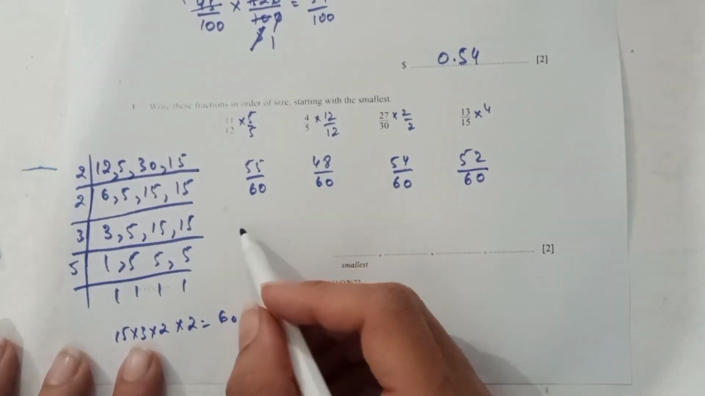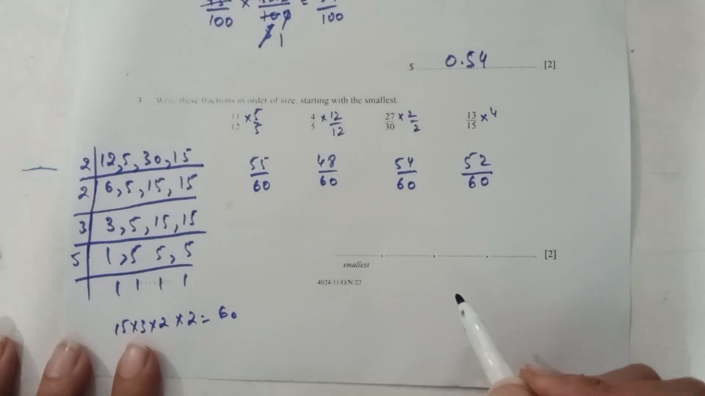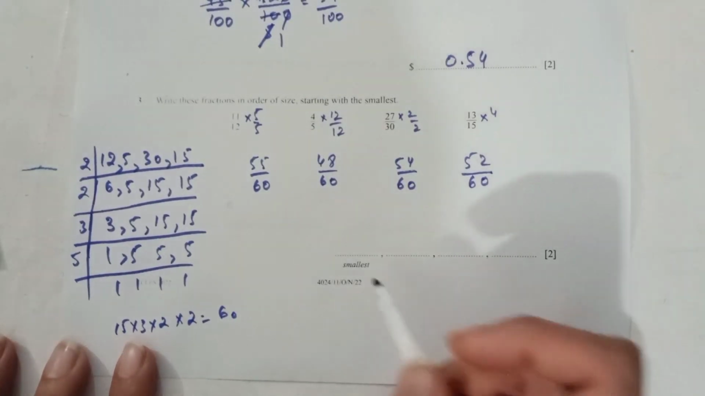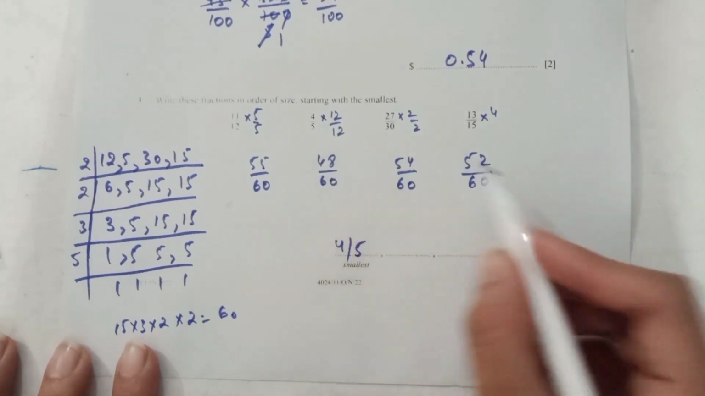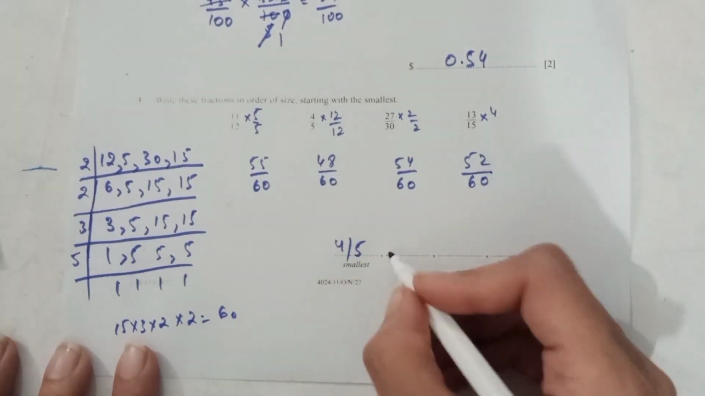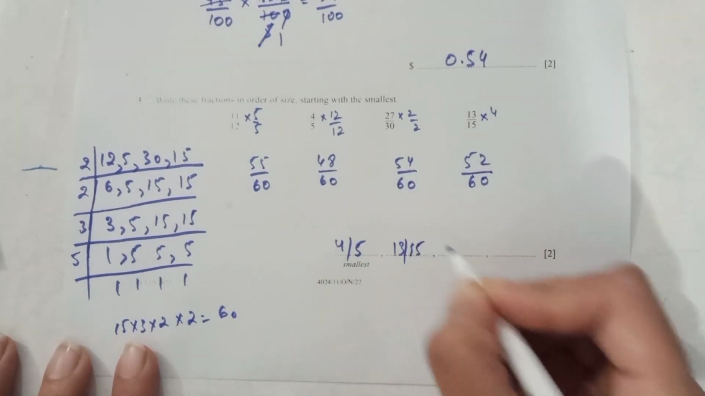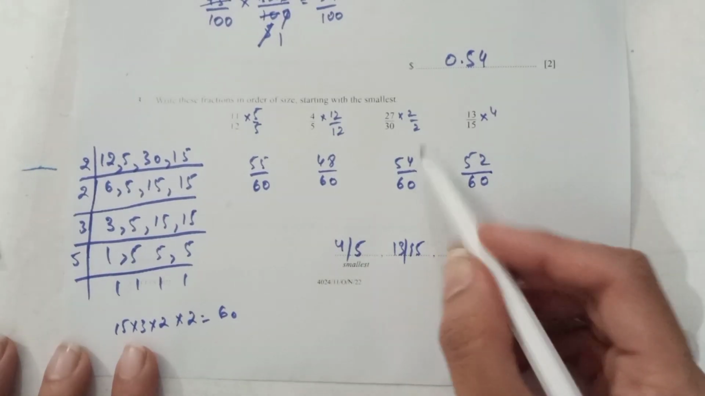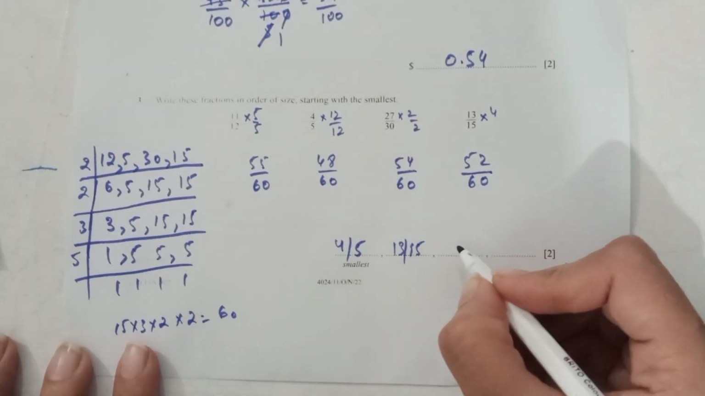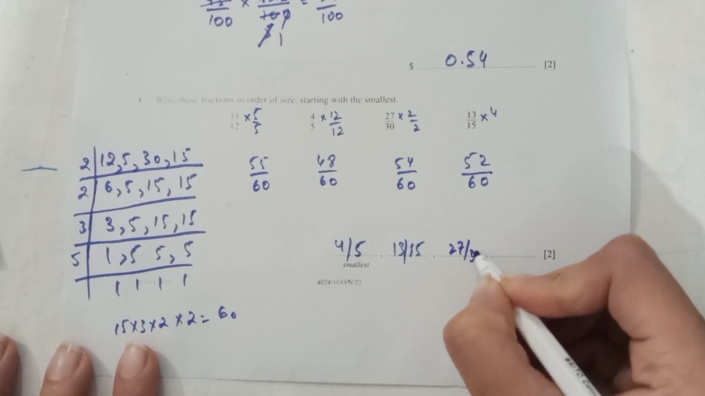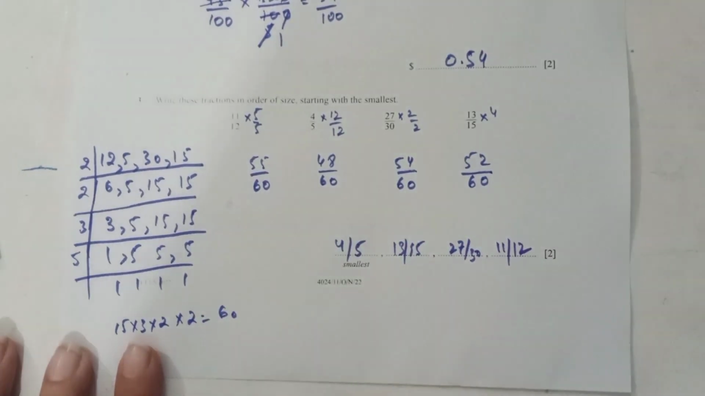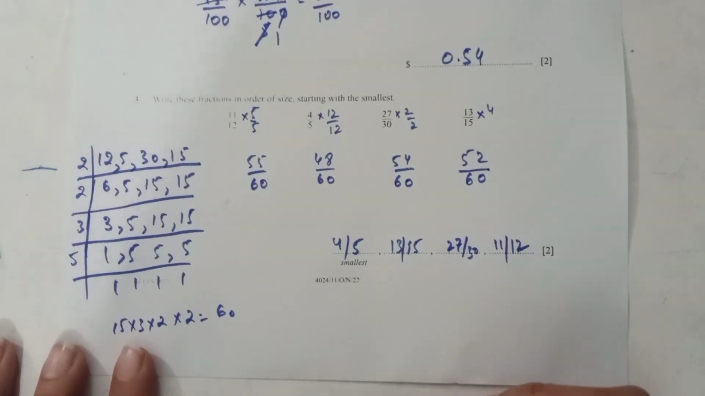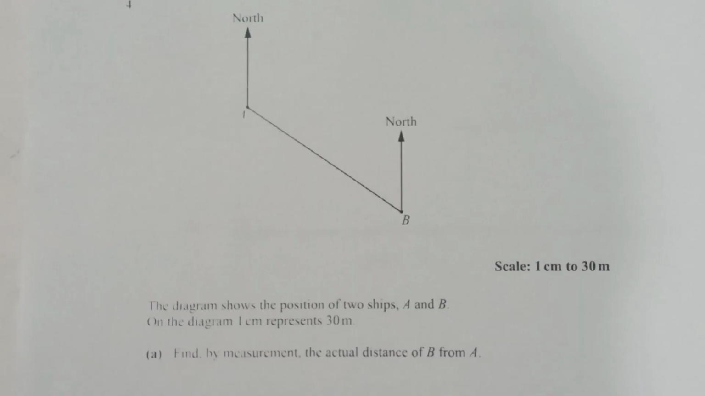Now students, the denominator is the same. We can easily find the smallest value. The smallest is 4 by 5, and then 13 by 15, and then 27 by 30, and in the last 11 by 12. And question number 3 is done.